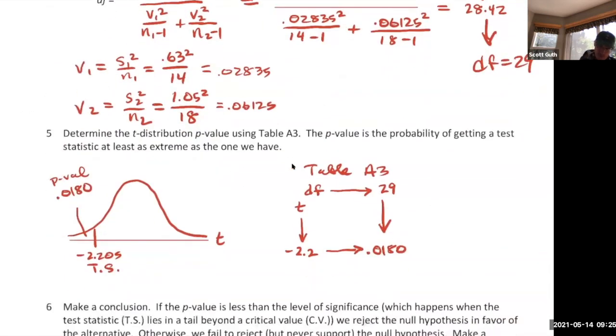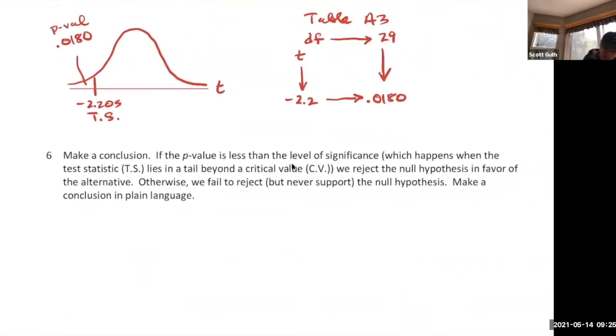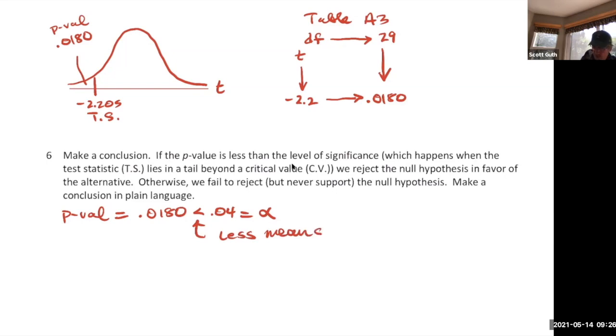So here we'll say the p-value is 0.0180, which is less than 0.04. That's our alpha level of significance. Okay, and as always, less here means that we reject the null hypothesis and support HA, which had said mu1 is less than mu2.